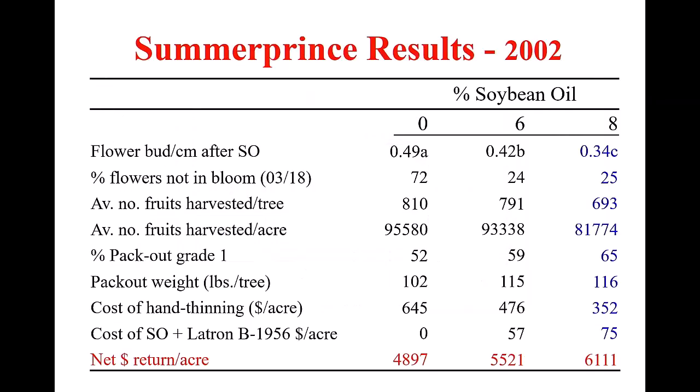And we did cost analysis. If you look at, time to go through all this, but we did get reduced. You can see 8% was better than 6% as far as thinning. And this is back in 2002, so cost of labor was much cheaper then, but we still had more than $1,000 net return when labor was a lot cheaper than it is now.